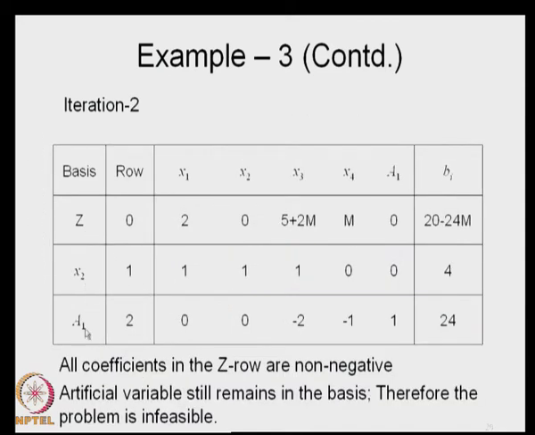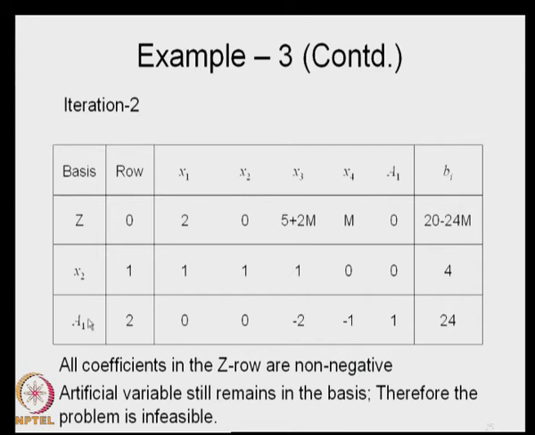When you do the transformation, you see that all the coefficients in the z row in iteration 2 are non-negative. Remember, M is a positive quantity and a very large number at that. So, this is also positive, and these are all non-negative, and therefore you have satisfied the optimality criteria. That means the solution cannot be further improved.